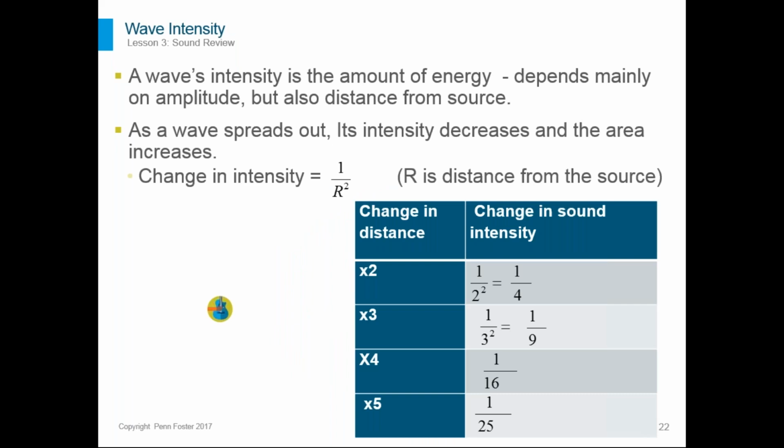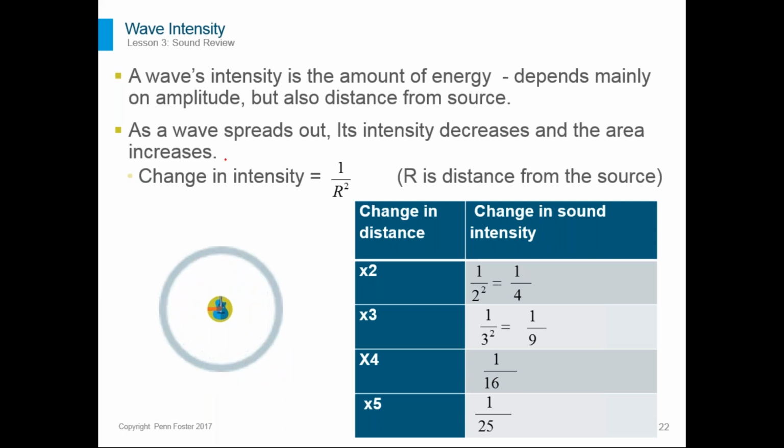And this is related to the wave's intensity. So intensity is the amount of energy in a sound wave. And it depends mainly on the amplitude. So remember, amplitude is how much the medium is moving as the sound wave vibrates. So is it going to be a low amplitude? That's going to have a low intensity. A high amplitude will be a higher intensity.